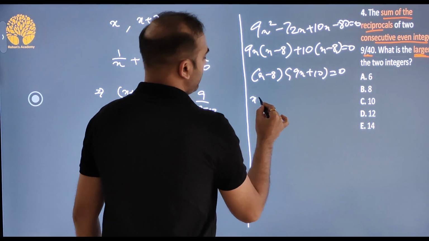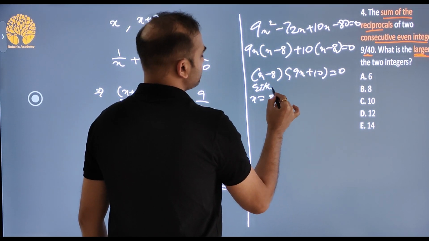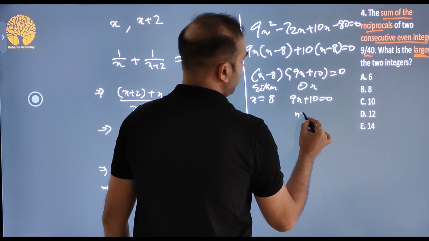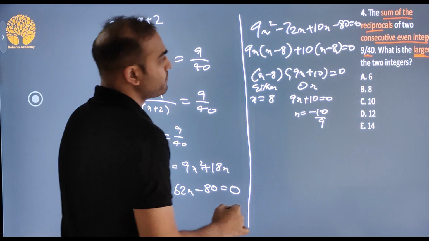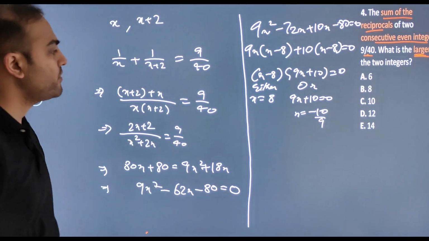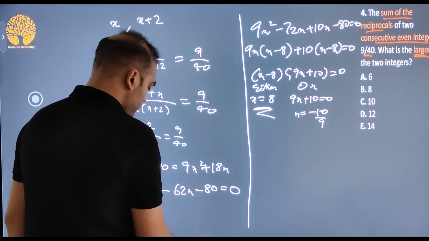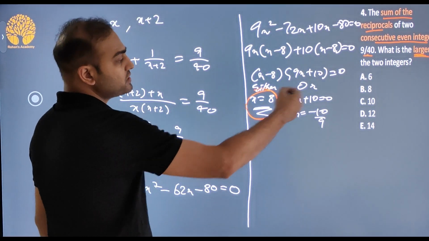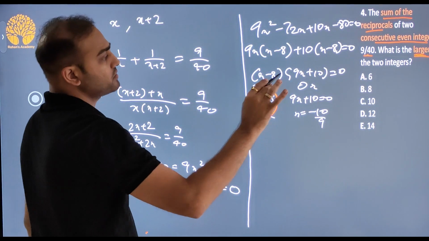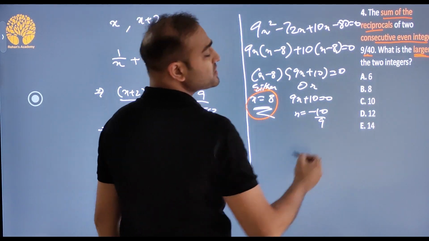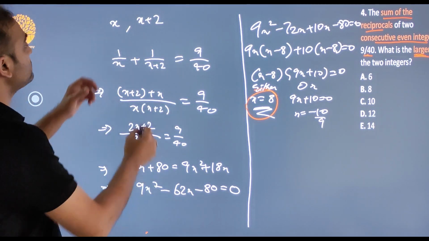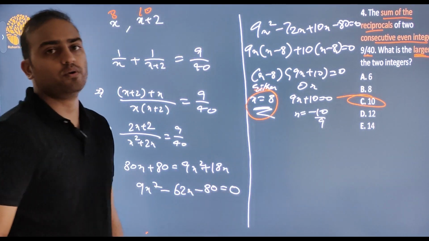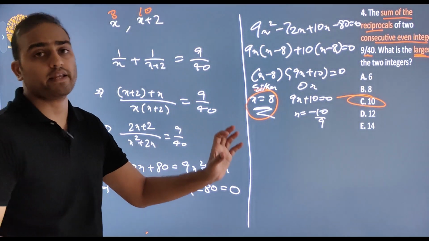Either x is 8 or 9x plus 10 is 0, so x is minus 10 by 9. Since these are consecutive even integers, x has to be 8. Again, do not rush and just mark x as 8. Hold your horses. What do they want? The larger of the two integers. x is the smaller one. The larger one will be 10. Remember that. Always read the question line.